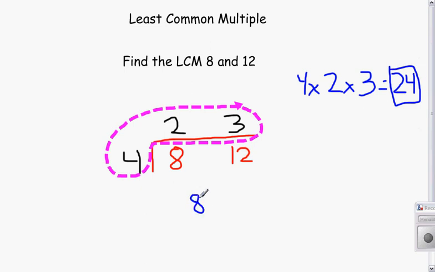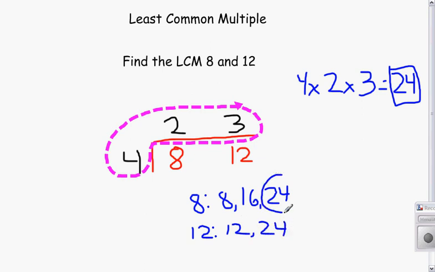If we want to see if that works, once again, we're just going to list our multiples of 8 and 12. 8, 16, 24. We believe it's 24, so that's as far as I'm going to go. 12, 24, and then I see the lowest multiple that they have in common is the number 24, so we know our answer is correct.